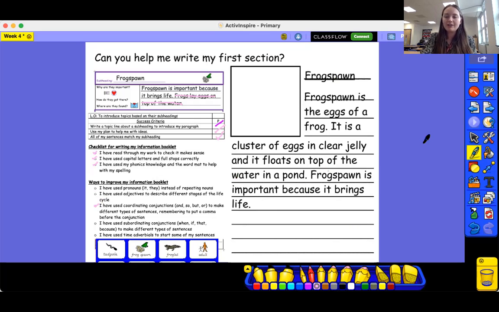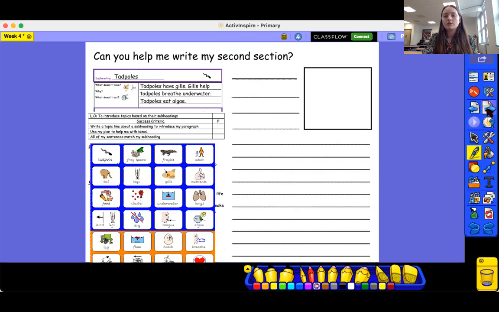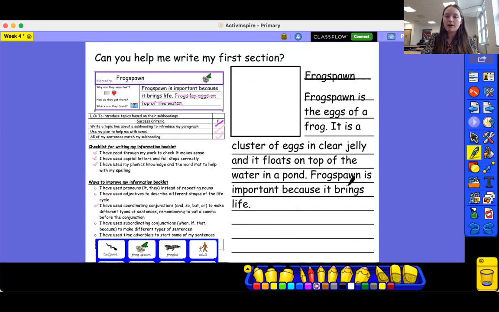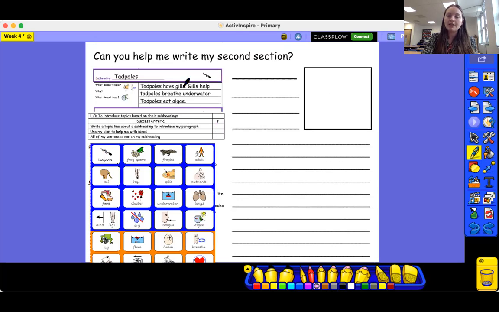Thank you so much for your help. I'm not going to write my second section now, just because I think it's really important for me to make sure that you are ready to start your writing. So everybody's task is to write the first 2 parts of the information leaflet. Okay, so I've written my first section. I just need to write my second section now, and then I'm done.